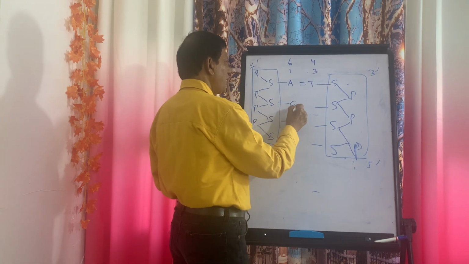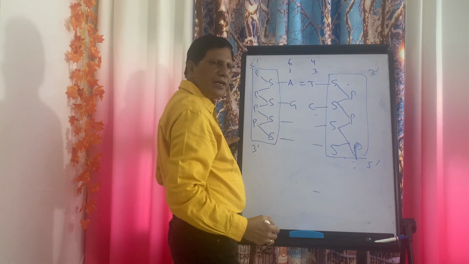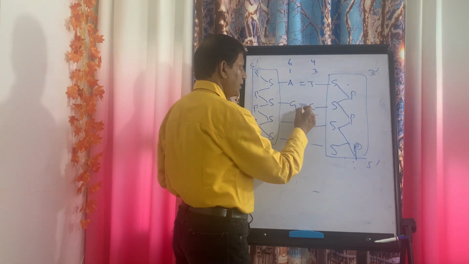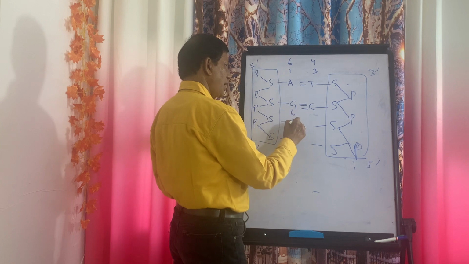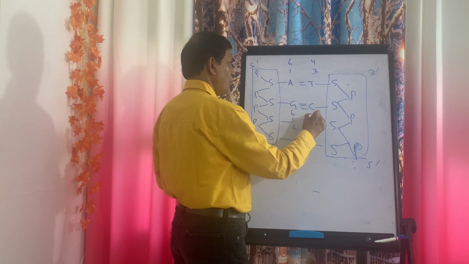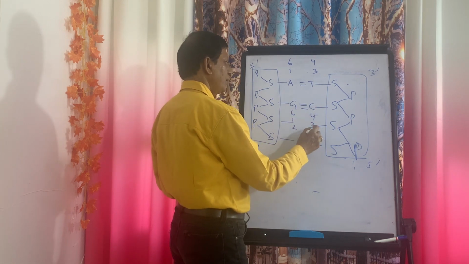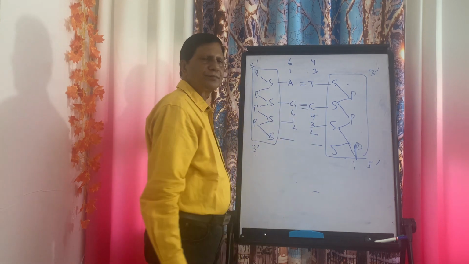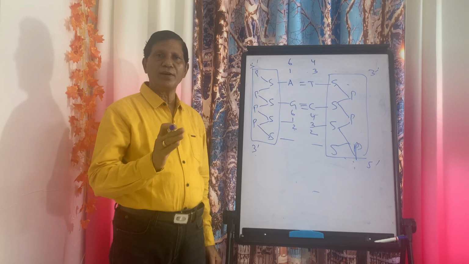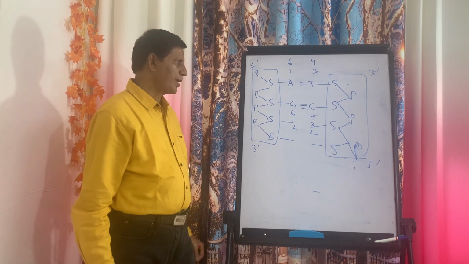Suppose here it is guanine and cytosine. They will be connected by 3 hydrogen bonds. And here what are the positions? 6, 1, 2. And here 4, 3, 2. That means 6 will combine with 4, 1 will combine with 3, and 2 will combine with 2. This is very important for all higher types of examinations.